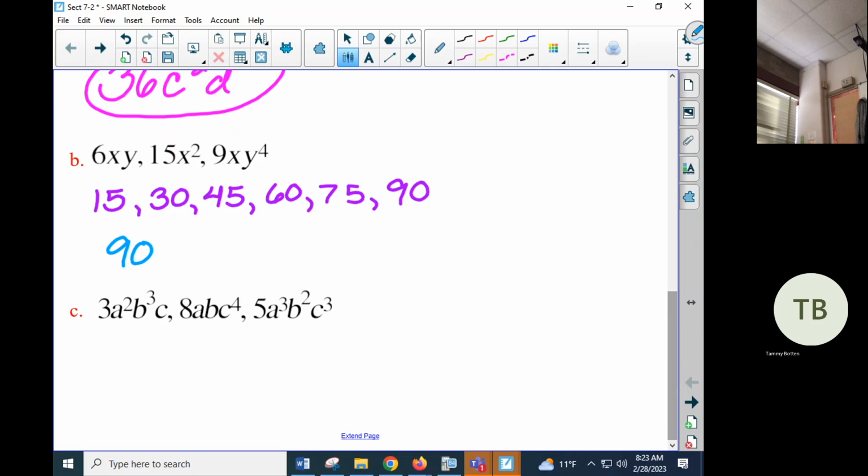And then we take the highest power of each variable. So here I have an x squared, and an x, and an x. So the highest is x squared. For y, I have a y, no y, and y to the 4th. So it's y to the 4th.